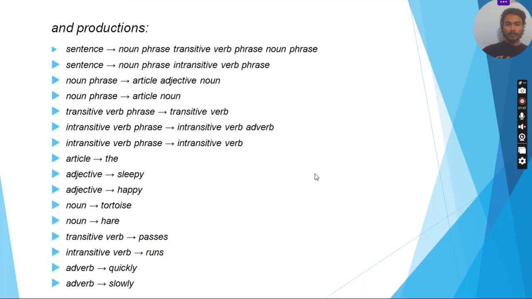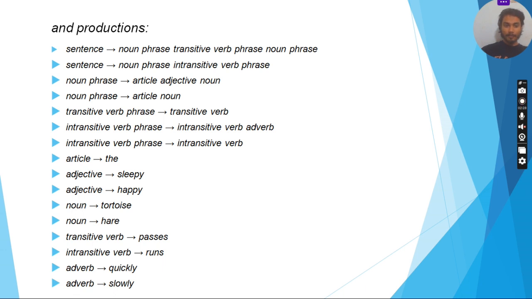Coming to the next topic, which is production, meaning how a sentence or anything is made or produced. First, we can see how we can produce a sentence using various elements. The elements required to create a sentence are, as you can see, noun phrase, transitive verb phrase, noun phrase. These are the elements needed to produce a sentence, a noun phrase, or whatever we want to produce.